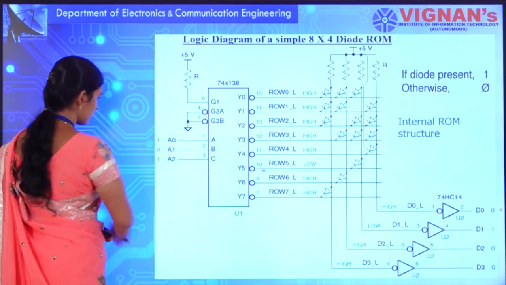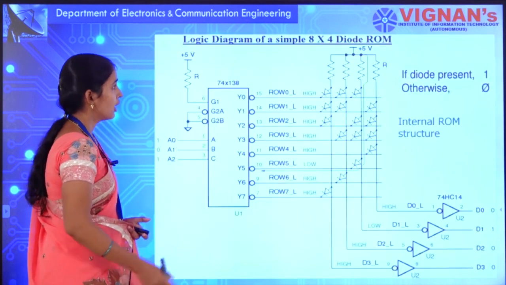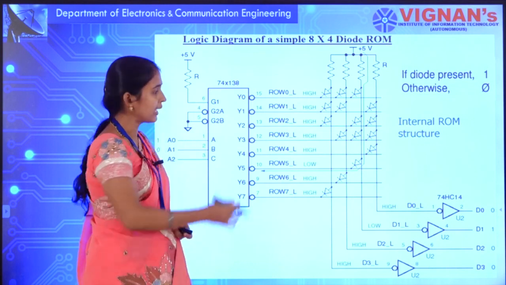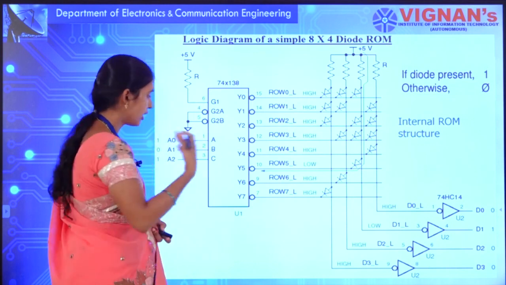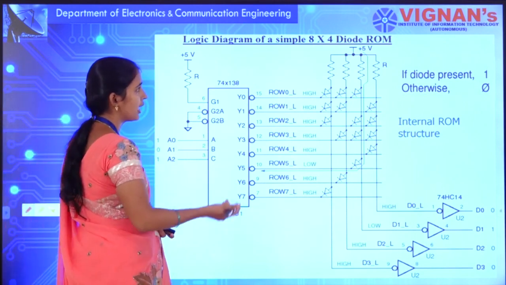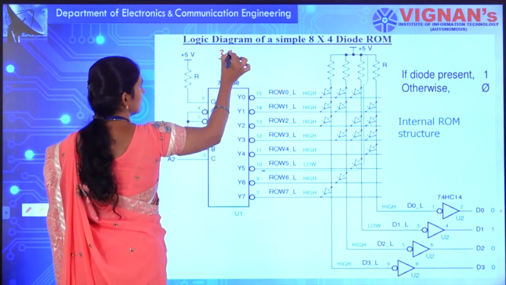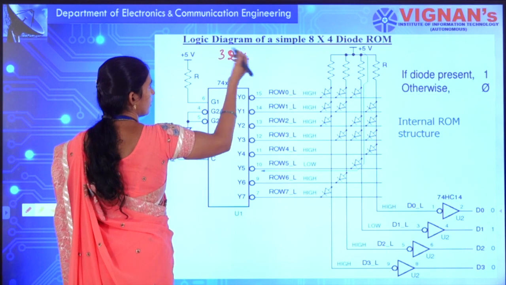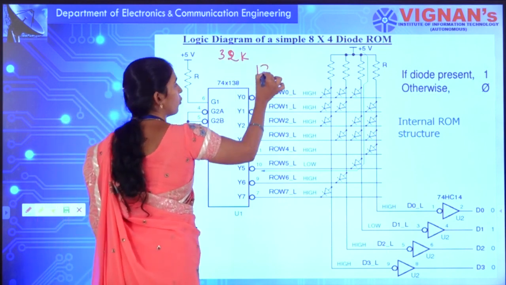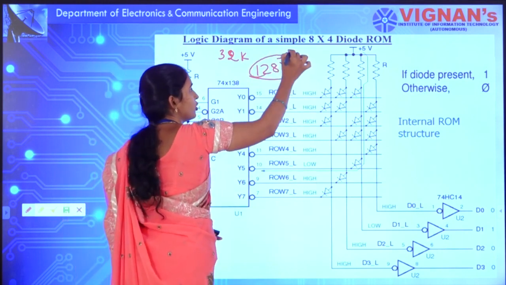Right? Coming here, suppose I want to design an 8 by 4 ROM. I can design it like this. If I want to design a bigger ROM, around 32K ROM, or say I want to design a 128 by 1 ROM.